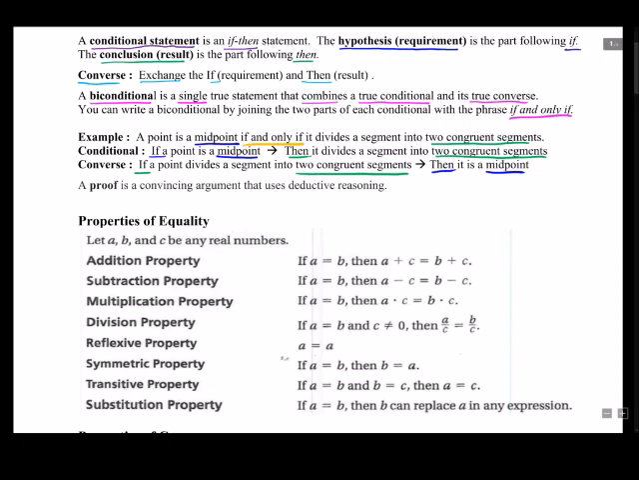We are going to use our conditional statements, our postulates and theorems, to write proofs. And a proof is simply a convincing argument that uses deductive reasoning. This is logic. Okay?